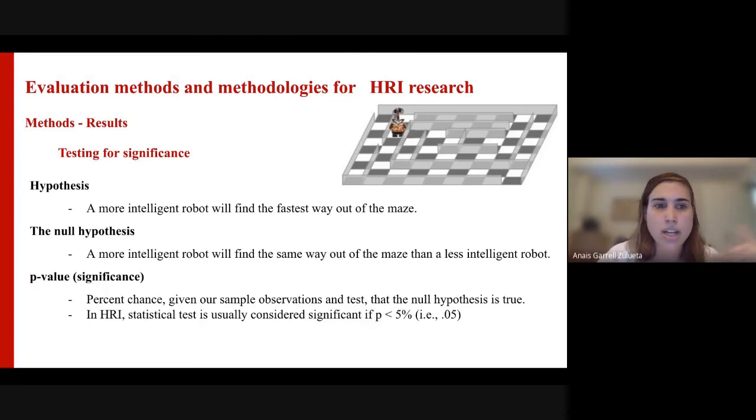Okay, so it's here. The hypothesis that we want to demonstrate: a more intelligent robot will find the fastest way out of the maze. The null hypothesis, the one that we want to reject: a more intelligent robot will find the same way out of the maze as a less intelligent robot. Okay?